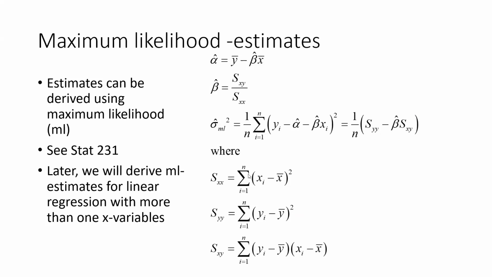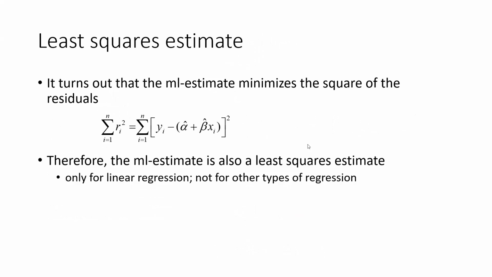And the actual specific solutions are over here. This is not meant for memorization. This is meant for completeness. These are formulas you have seen in Stat 231. Later, after the review, we will derive maximum likelihood estimates for linear regression with more than one x variable, which will turn out to have generalizations of these formulas, but not in exactly this form. I have to think about these formulas too, so I don't remember them offhand usually.